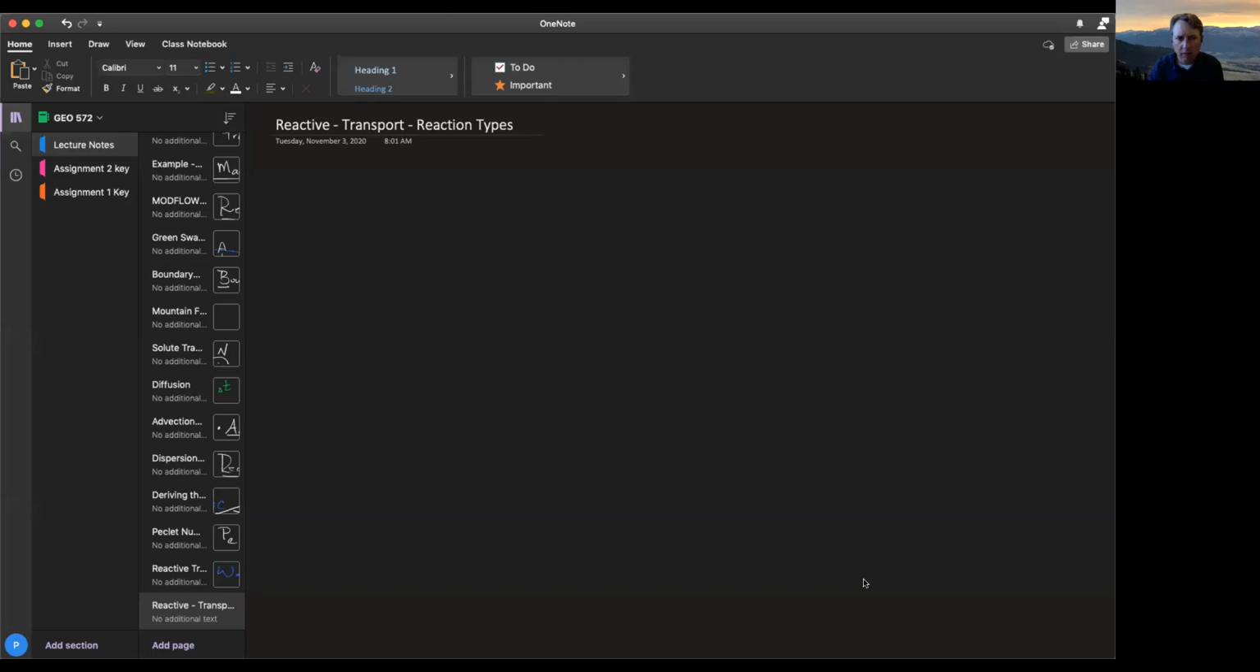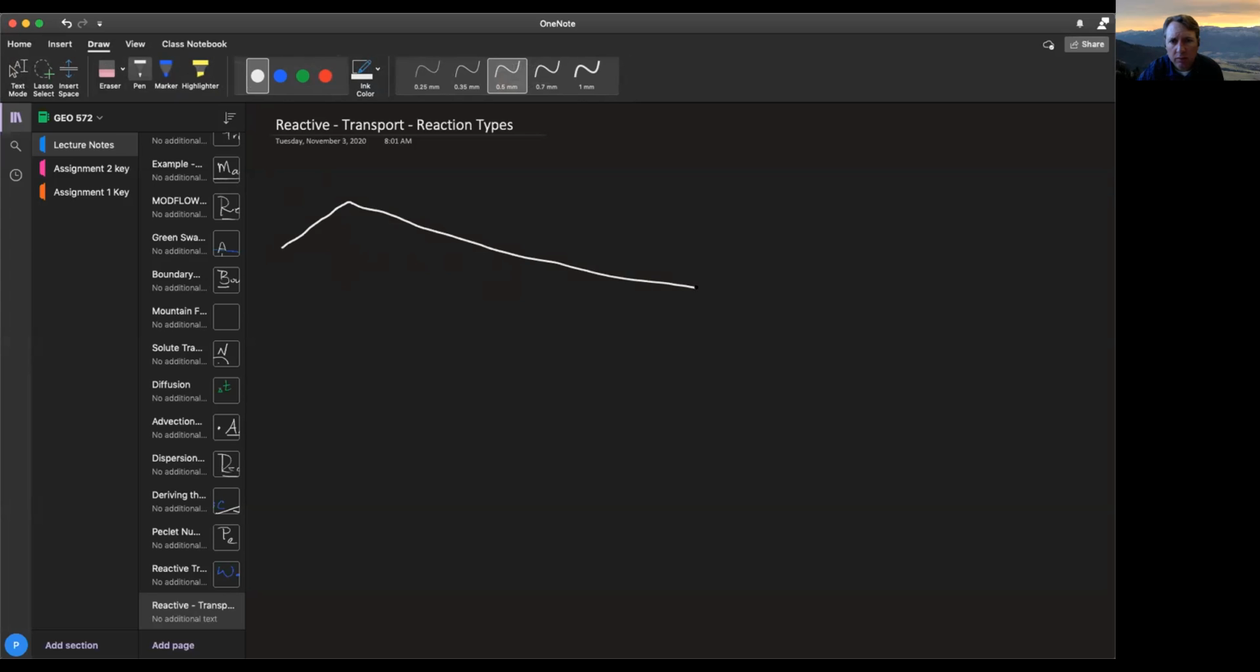So let's start thinking about types of reactions we might have in the subsurface. And let's do that by just considering a regional flow system. We've got a mountain, a long flow path, and then we've got a stream down here. So here's our stream, and we've got a water table in here that comes down and meets the stream. And groundwater in general is being recharged near the top of the mountain and flowing towards the stream.